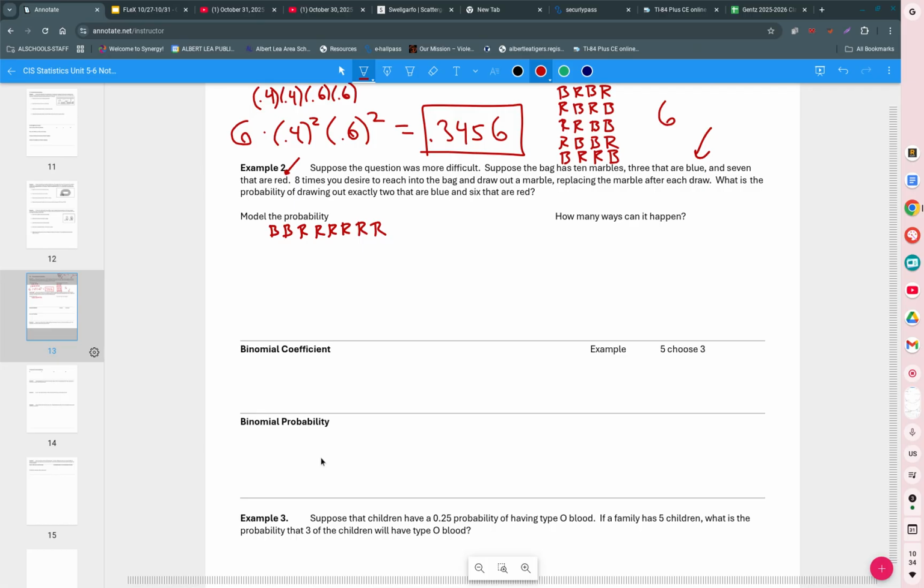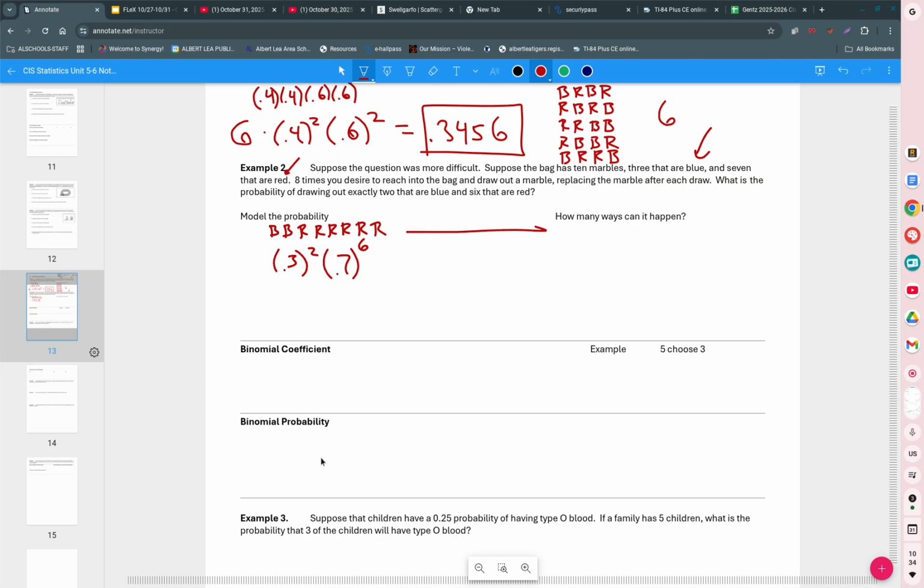Our probability of drawing out a blue is what? 0.3, and that's going to happen twice, so we're going to square that. And then we're going to draw out a red. What's the probability of drawing out a red? 0.7, because there's 7 marbles that are red out of the 10. And we're going to take that to what power? To the 6th power.